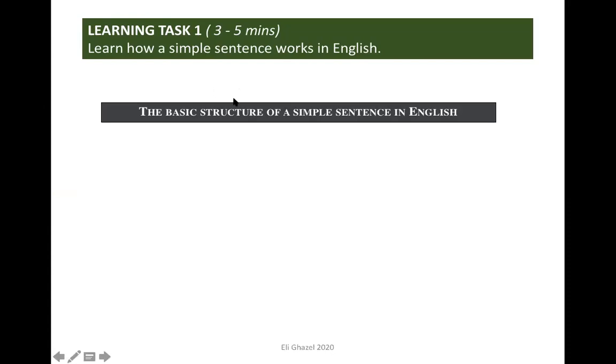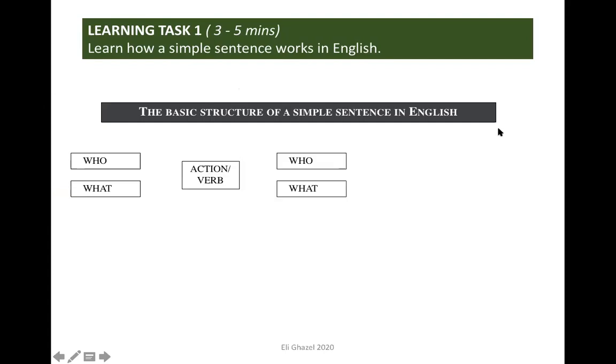All right. The basic structure of a simple sentence is like this. The first part is always the who or what. The second part is always the verb or the action. The third part is the who or what. The fourth part is the how. The fifth part is the where. And the sixth part is the when. This is the basic order of the simple sentence in English.